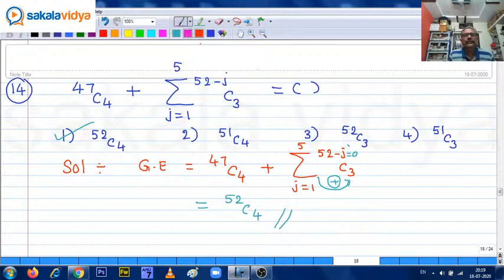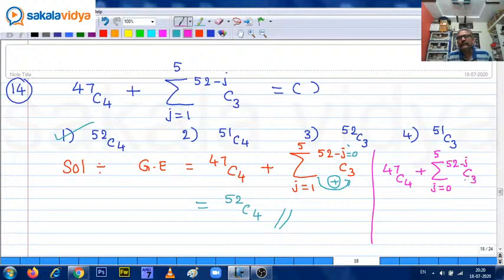Suppose the question is like this: 47C4 plus sigma j is equal to 0 to 5, (52 minus j) C3. Then what we need to do is add 1 to this one, and add 1 to 52 also. So this is equal to 53C4. The answer to the original is 52C4.